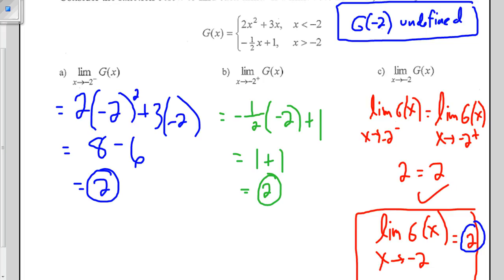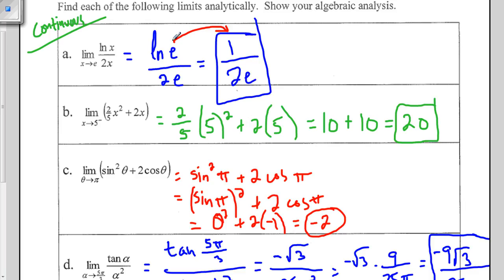Okay, let's go on to the next page. We're looking for some of these limits analytically. One of the things I always want to check, first of all, is can I do direct substitution? And obviously, if x was 0, I'd get a 0 here. So one of the things we're looking at is direct substitution.